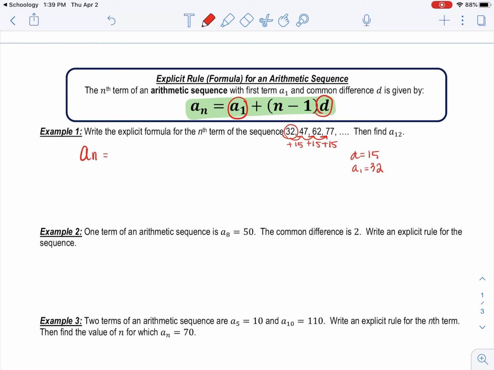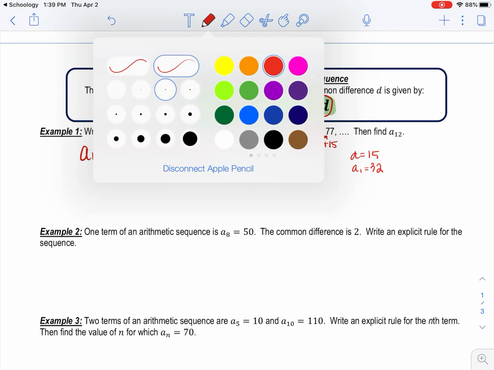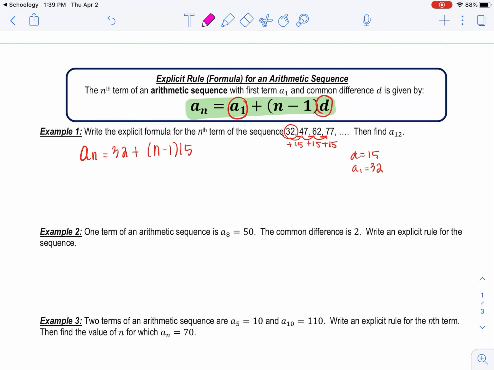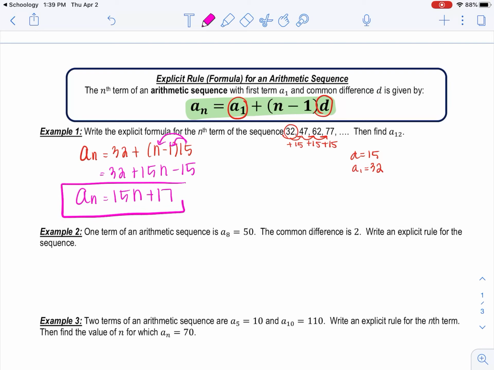A sub n is equal to a sub 1, which is 32, plus n minus 1 times d, which is 15. So now what you're going to do is you're always going to put it in slope-intercept form. So you're going to distribute the 15. A sub n is equal to 32 plus 15n minus 15, and then combine like terms. So a sub n equals 15n, 32 minus 15 is plus 17, and this is my rule that the pattern is following.